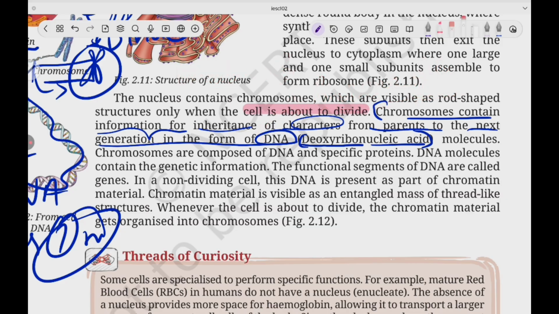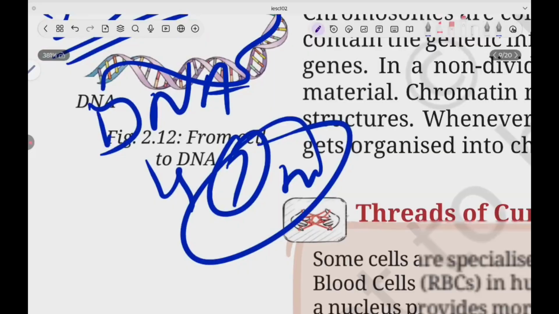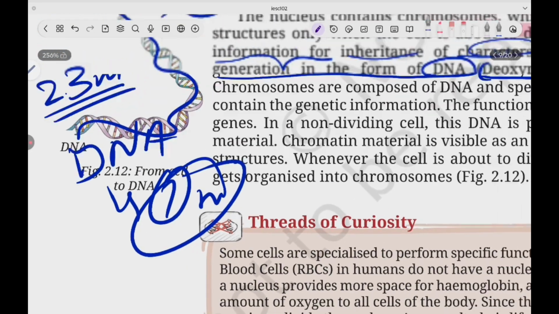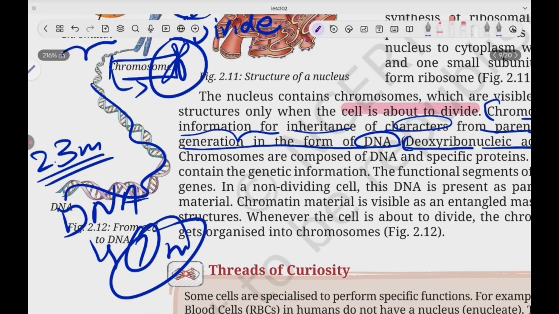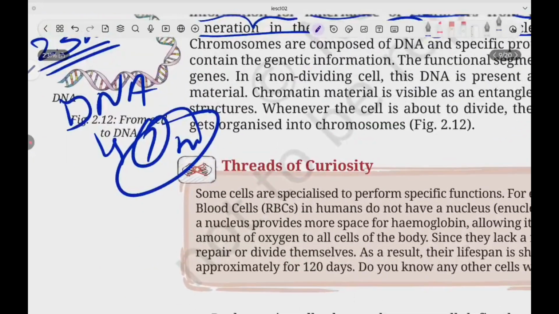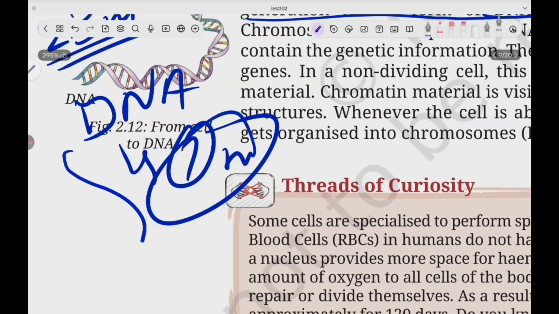Chromosomes are composed of DNA and specific proteins. DNA molecules contain genetic information. The functional segments of DNA are called genes. The functional segments, like if you see this structure, this is DNA, right? This is DNA. Observe it carefully, how it is like this, right?